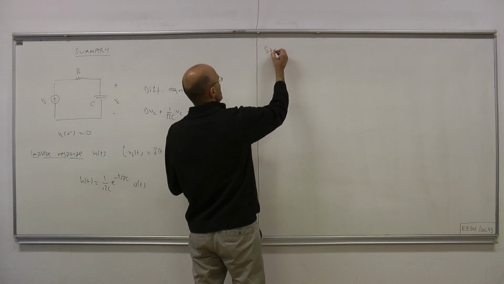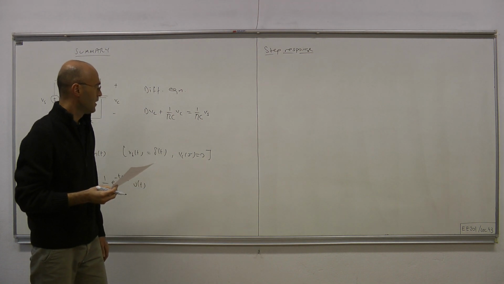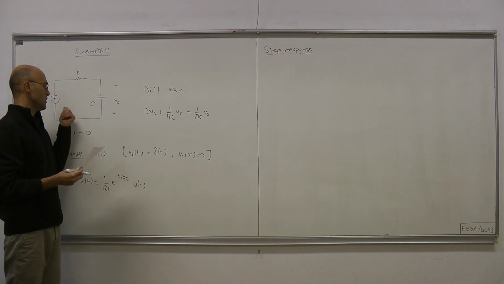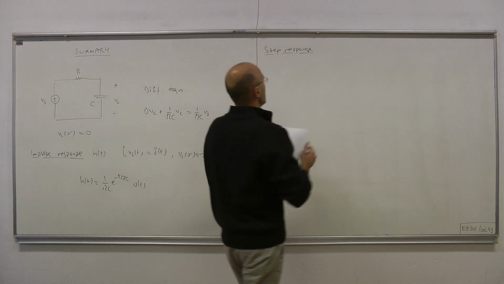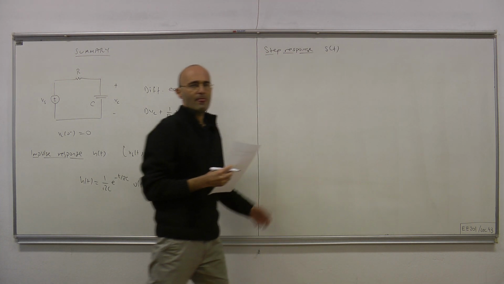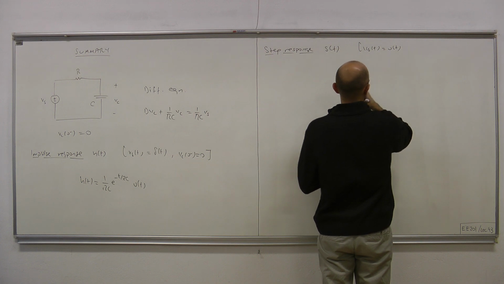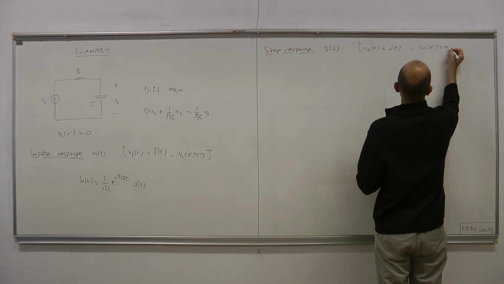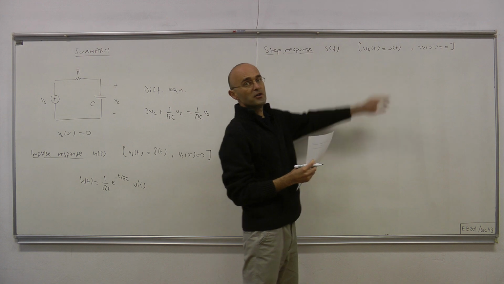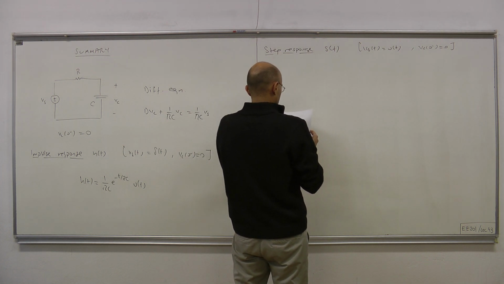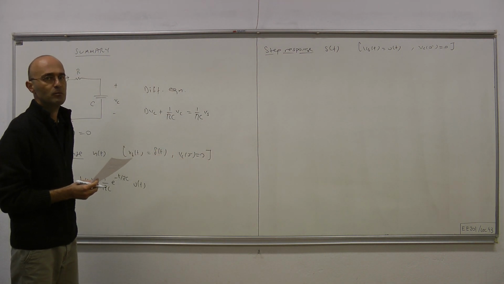We also talked about the step response, where, by definition, this time we apply a unit step function at the input, again under the assumption that all the initial conditions are zero. The notation that we used for step response was S of t. So by definition, the input is unit step, and all initial conditions are zero. For that situation, we obtained the solution, which was 1 minus e to the minus t over RC, then everything multiplied by u of t.